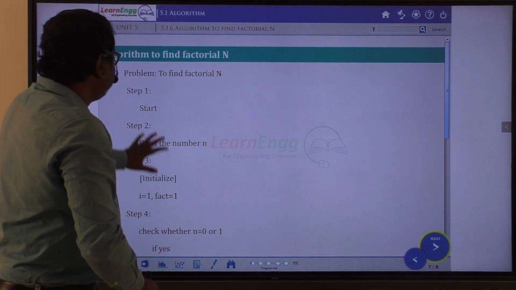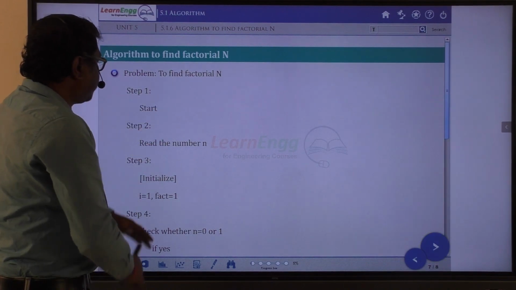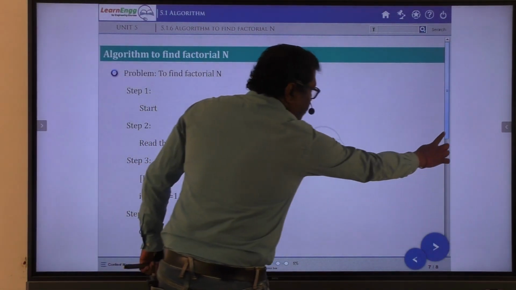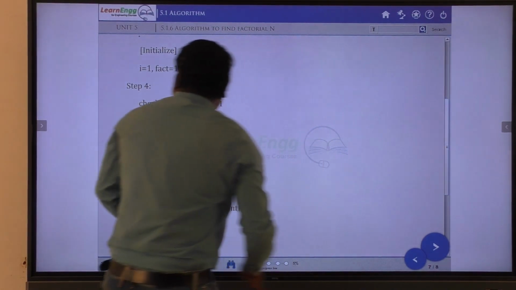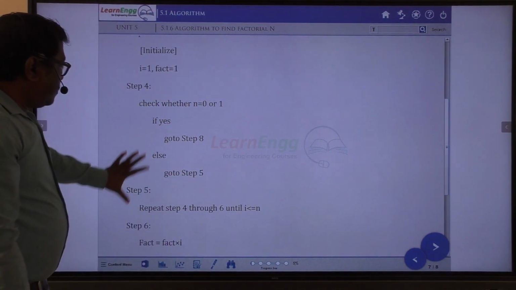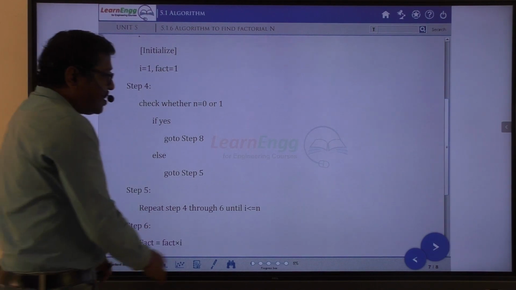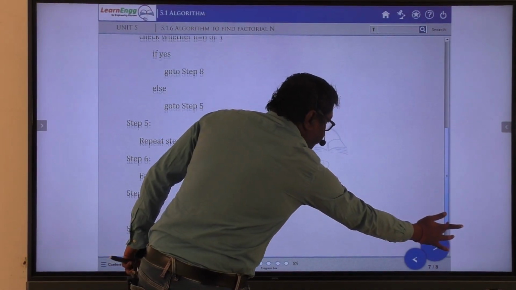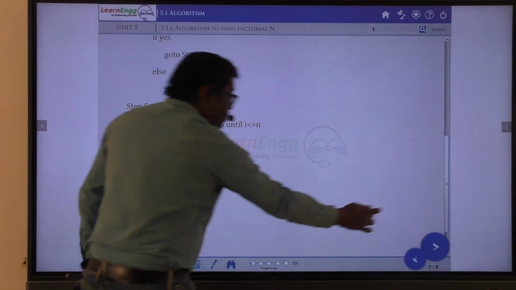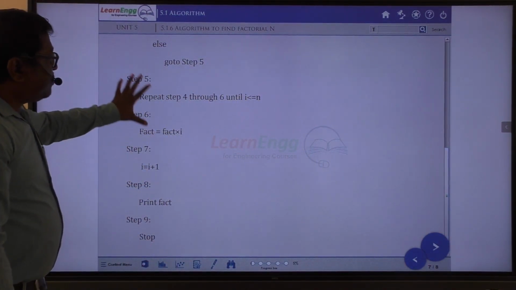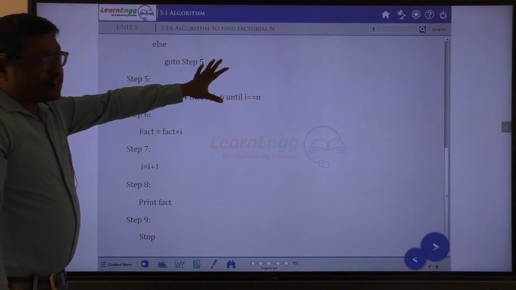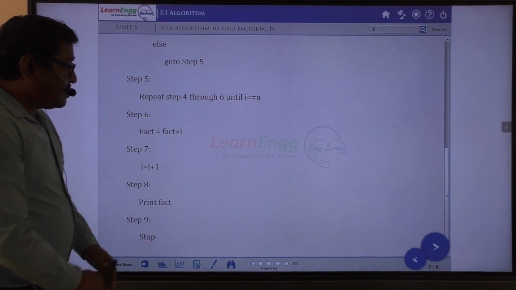Another example is the factorial. For the factorial, you have to write the formula, then the step-by-step process, and give the output, which is the factorial of a number. So you have to write the formula and understand what the factorial of a number is.